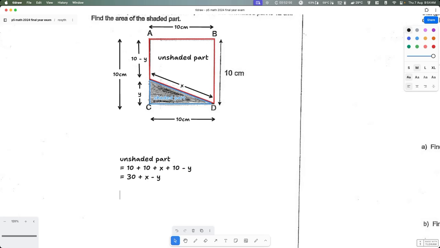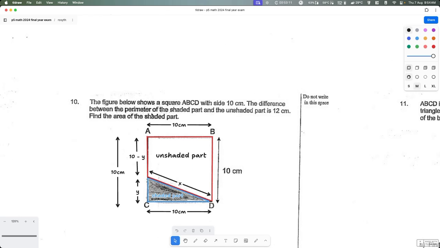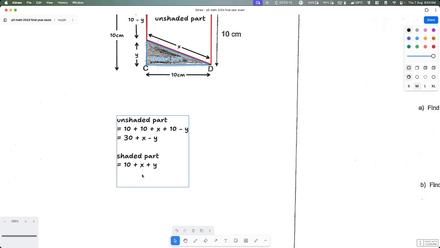What about the shaded part? The shaded part is equal to, you have 10 as well, right? 10 centimeters plus y plus x. So you have 10 plus x plus y. So we also know the difference: the perimeter of the shaded part and unshaded part is 12 centimeters. Obviously the unshaded part is bigger. So unshaded part minus shaded part is equal to 12.